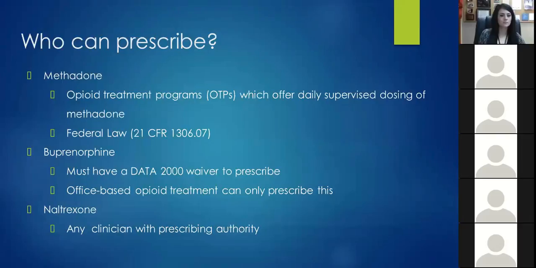They have to go through the DATA 2000 waiver. Most doctors have DEA numbers, but to prescribe buprenorphine you have to get an X-DEA number, a separate DEA number that says you can prescribe these medications. Normally these are called office-based opioid treatment facilities, and these are usually outpatient. And then naltrexone can be prescribed by any clinician with prescribing authority.